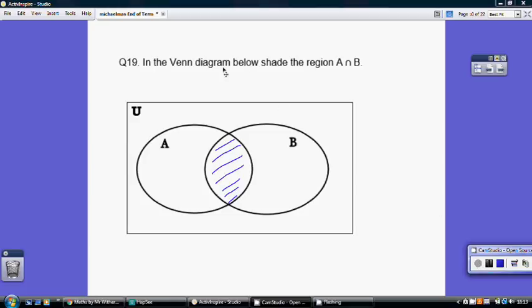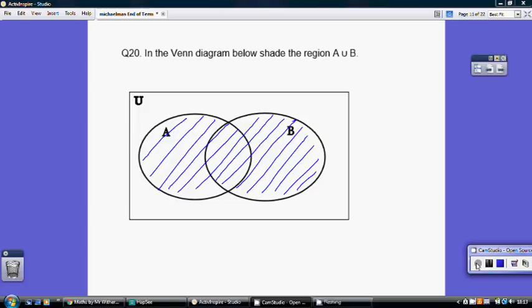Question 19. In the Venn diagram below, shade the region A intersection B. Well, that's the bit where they overlap, so that's just the bit in the middle. Question 20. In the Venn diagram below, shade the region A union B. Well, that's the region which is either A or B or both. So that's the shaded region there.